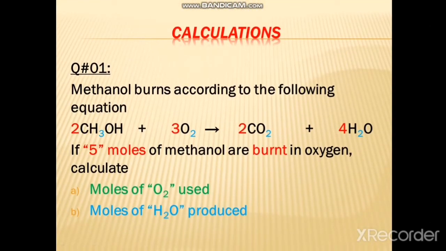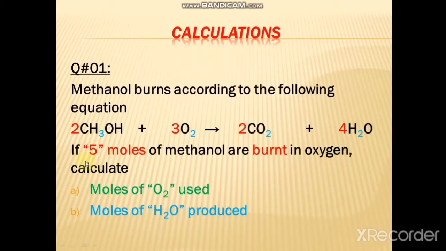Now we'll discuss how these calculations are performed. We have an example that methanol burns according to the following equation. Dear students, this is the equation: 2CH3OH plus 3O2 gives 2CO2 plus 4H2O. Students, if you look at this equation, it is a balanced chemical equation, a balanced chemical reaction.